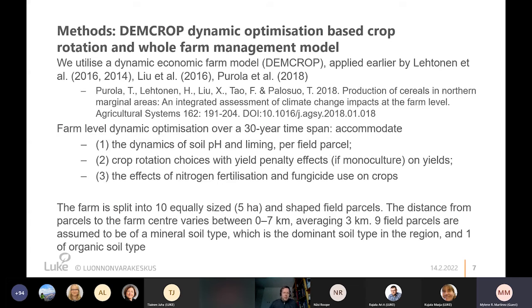Yes, and the model is able to track the soil pH effect on yield, and fungicide use and nitrogen fertilization effect on crop yields. And monocultural land use per field parcel implies some yield penalty. So this model tries to mimic the basic mechanisms of input use response. This is the idea in the model, so that there are several responses at the same time.